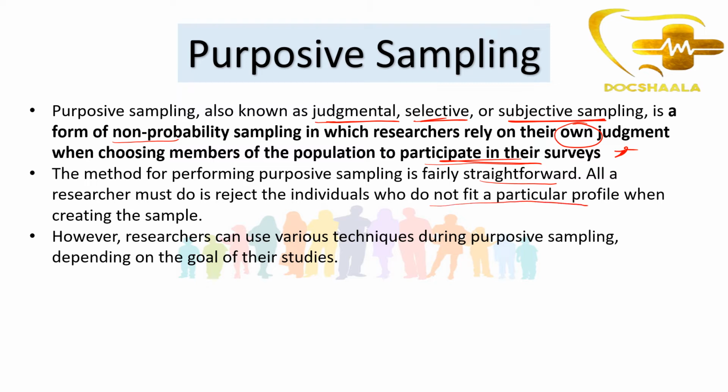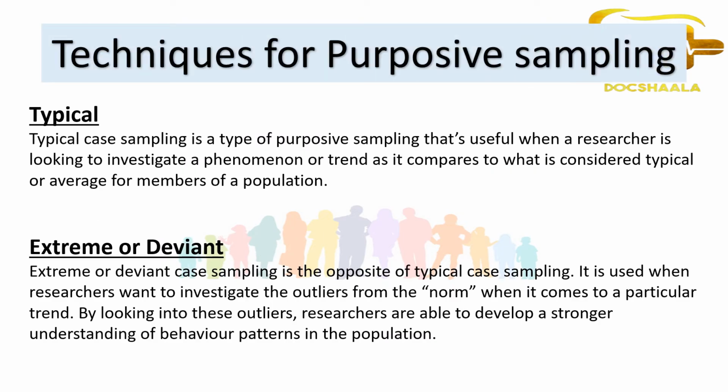So I require a particular kind of person. So what I'll do, I'll reject the remaining ones and take only that kind of person for the sample, right? However, researchers can use various techniques during purposive sampling depending upon the goal of their studies. Okay, so it is particularly biased based on the researcher. Then coming to the techniques for purposive sampling. So various techniques they use. So what are the techniques?